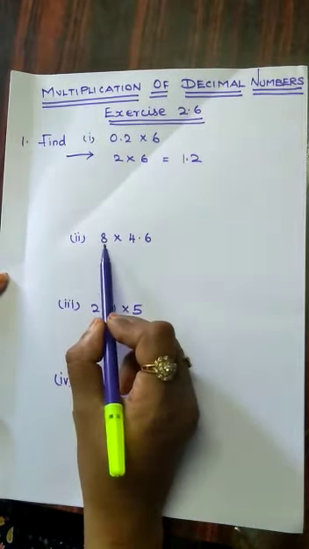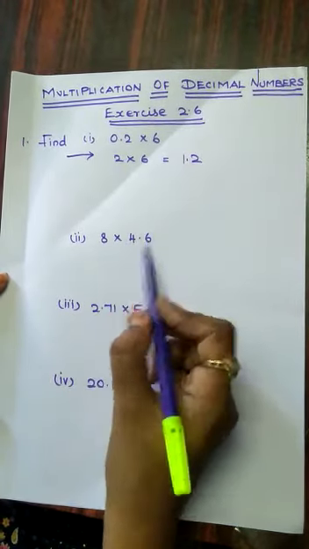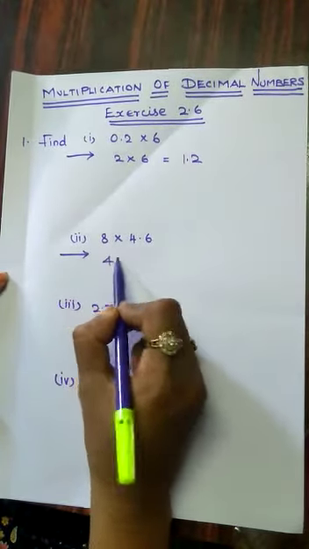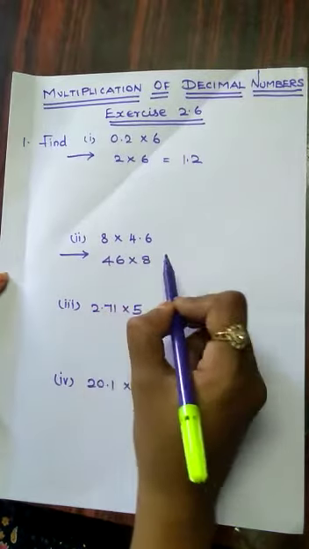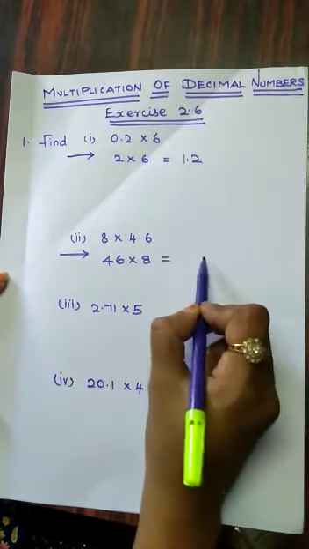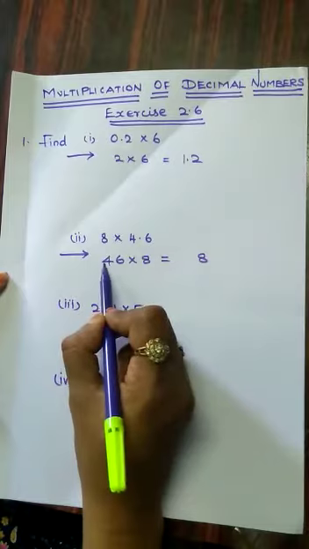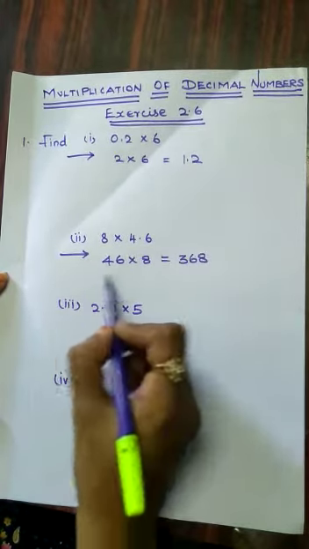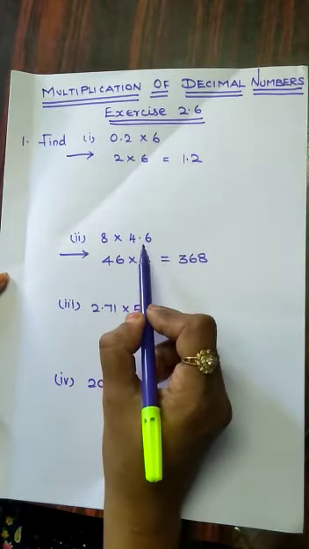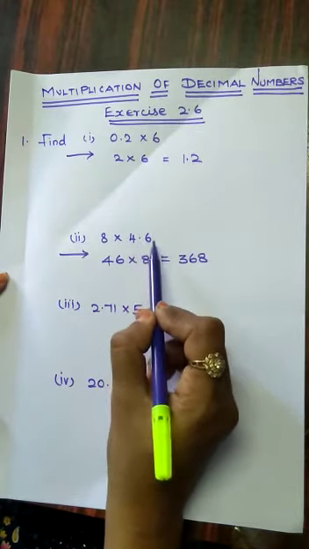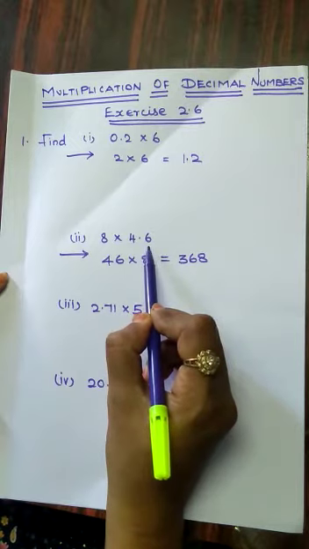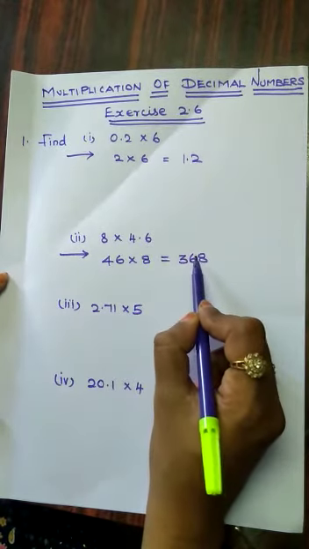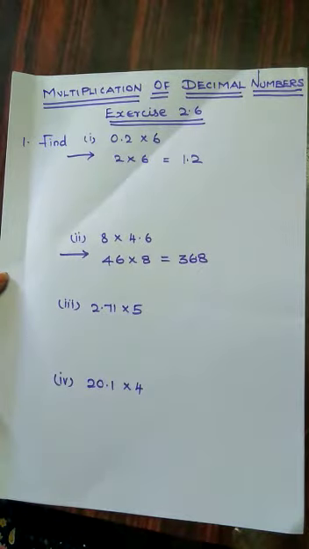The next value is 8 into 4.6. Same procedure. First we have to ignore the decimal point. Directly we take 46 into 8. Multiply the values. 8 sixes are 48, balance 4. 8 fours are 32. 32 plus 4, 36. Now we count the decimal point digits from the rightmost digit. Here we have only one value, so we move the decimal point towards the left. So the answer is 36.8.